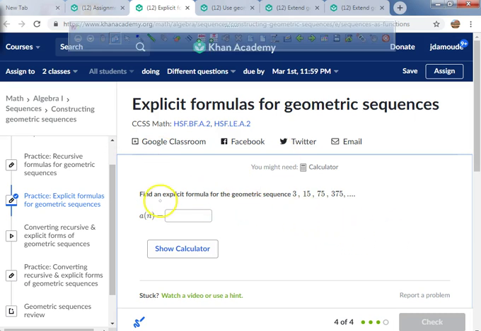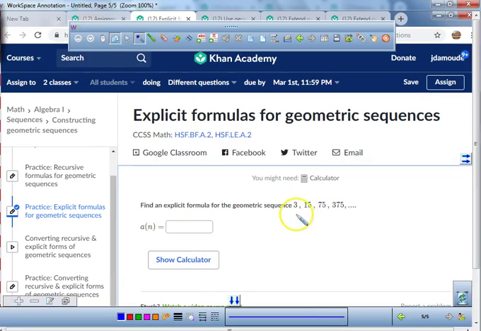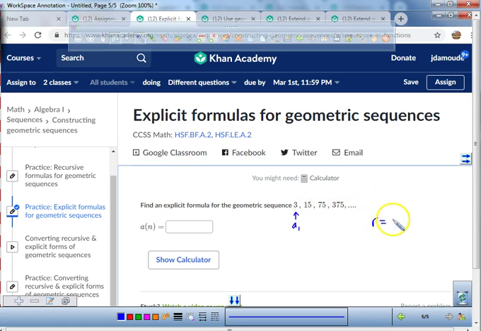Alright, so right now, what are we supposed to do? Write an explicit formula for this. Here we go. What's our first term? 3. What's our R value? What's it being multiplied by here every single time? Because 3 times 5 is 15, times 5 is 75, times 5 is 375. So that's our R value.